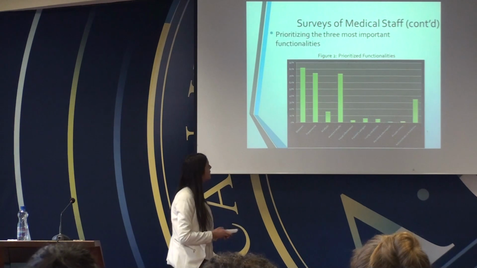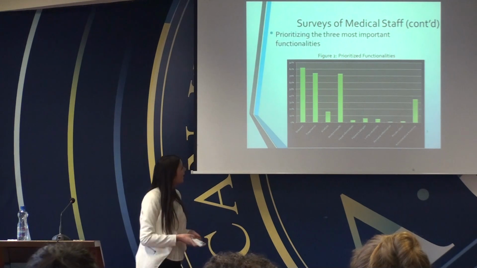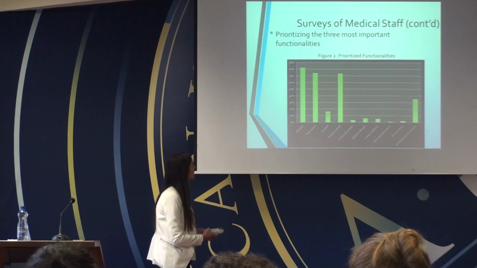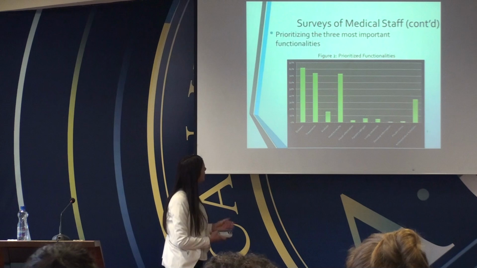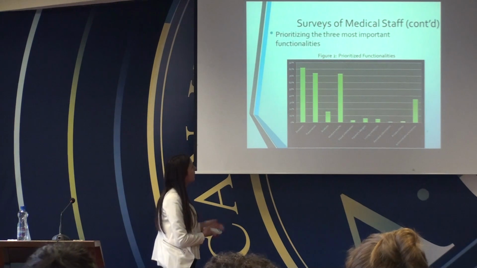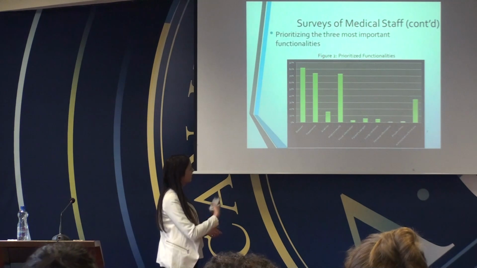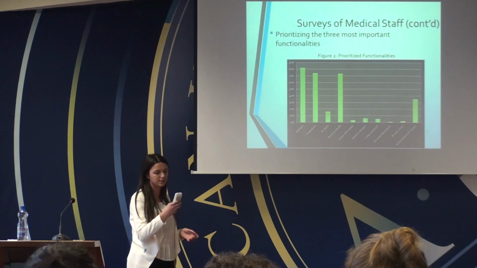That is why these same doctors and nurses were asked to prioritize only 3 functionalities, and these were the results from this question. So diseases, treatments, analysis results, and administrative functions were rated really high and were considered as important by many of the respondents. For example, diseases was rated in the top 3 functionalities by more than 80% of the respondents.